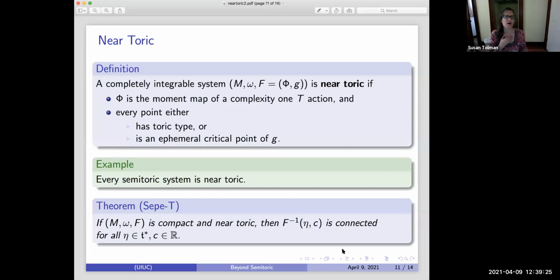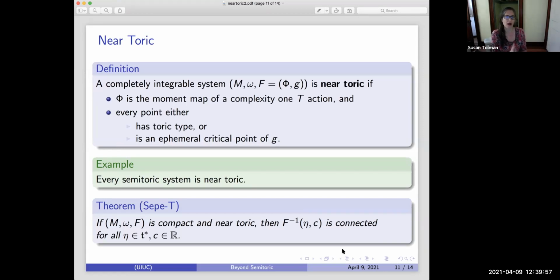Okay, so now we need to define near toric. So a completely integrable system (M, omega, F). Now I want to break it into (phi, G), where phi is n-1 dimensional and G is just 1 dimensional. And we're going to say it is near toric if phi is the moment map of a complexity 1 torus action, and every point either has toric type or is an ephemeral critical point of G.